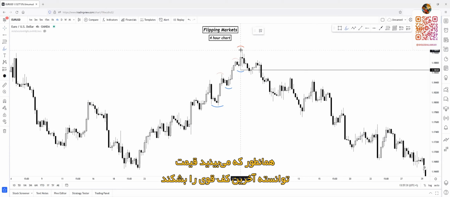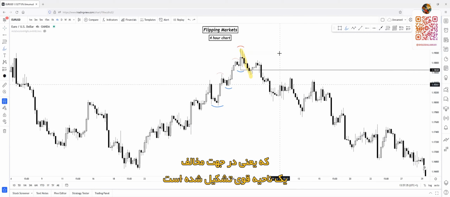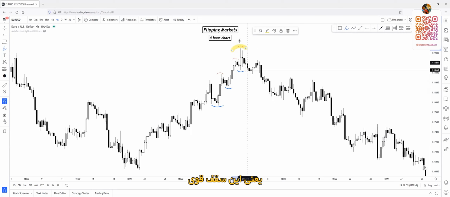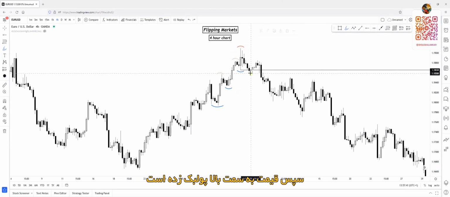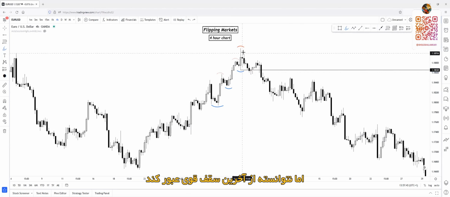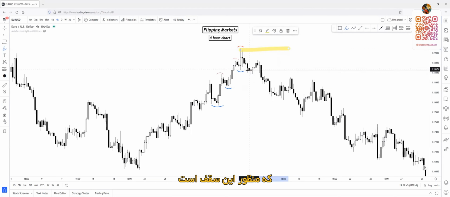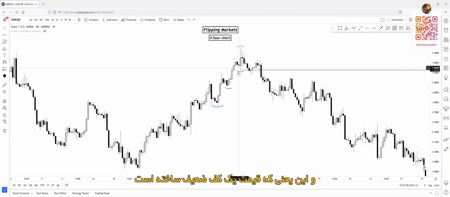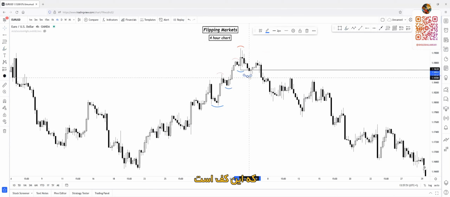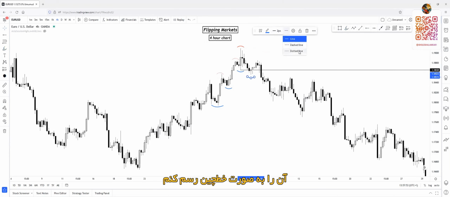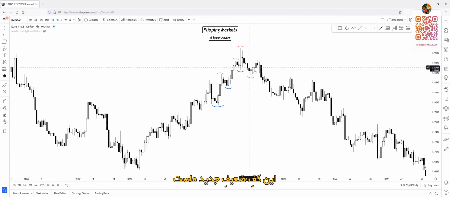So as you can see, price could break below this last strong low. So this means an opposite strong zone has been created, which is a strong high. After this, price did a pullback to the upside here, but couldn't break above the last strong high, which was this one. So this means price created a new weak low, which is this one. I will just mark it with a dotted line. This is our new weak low.